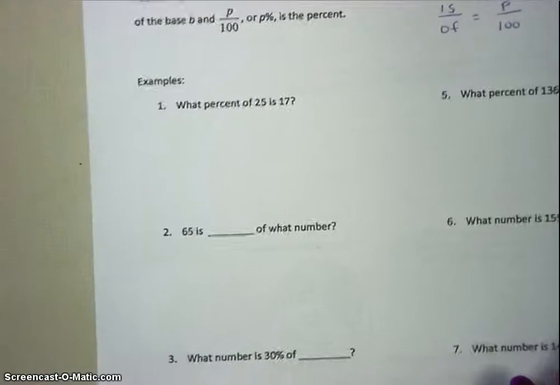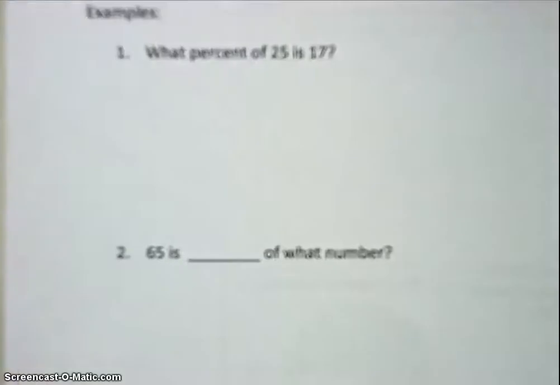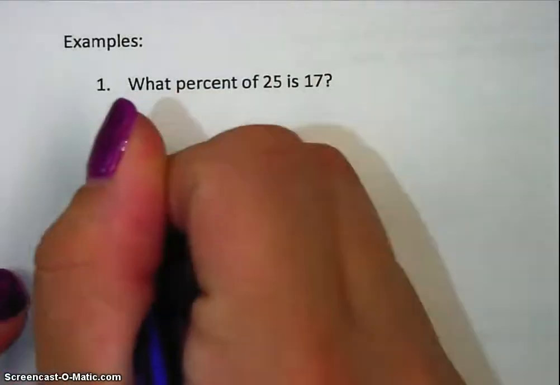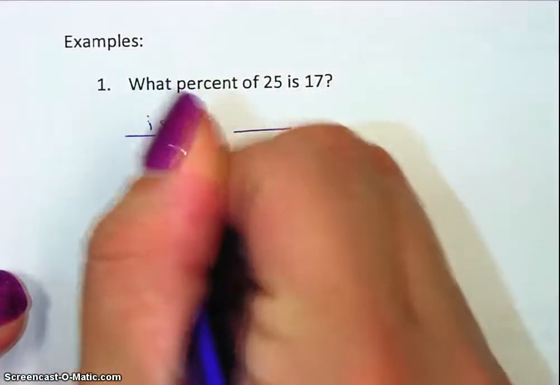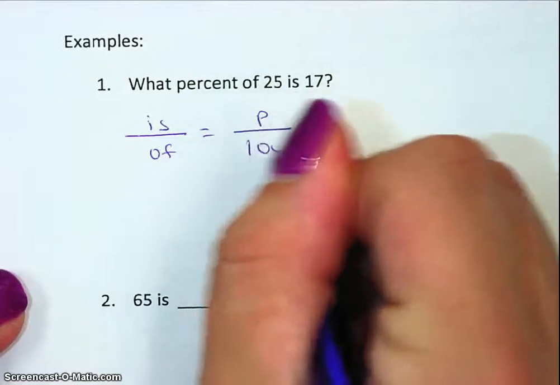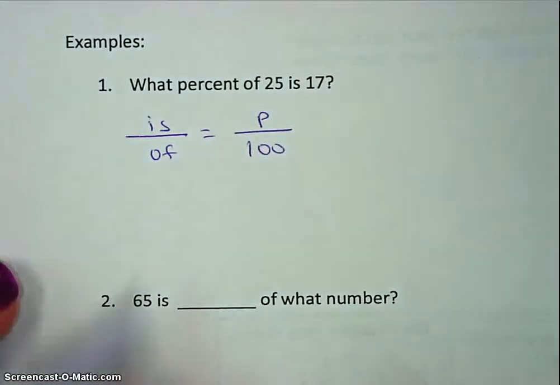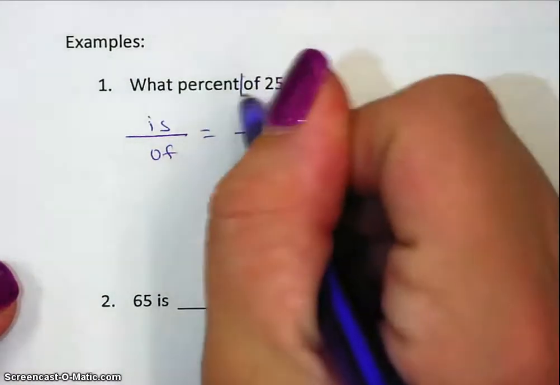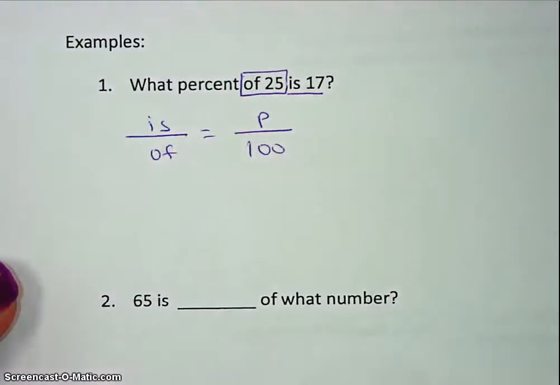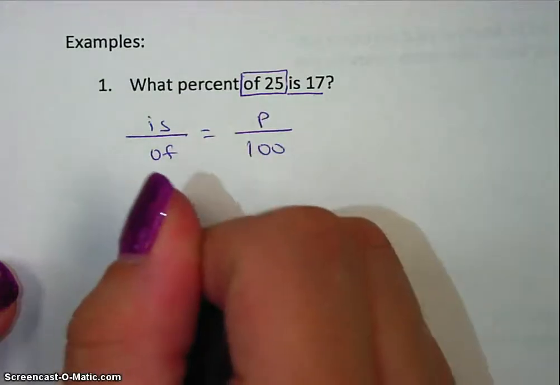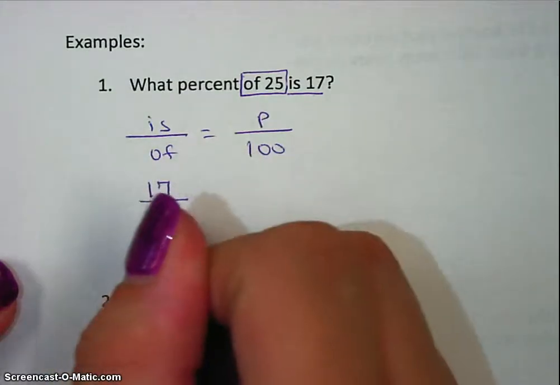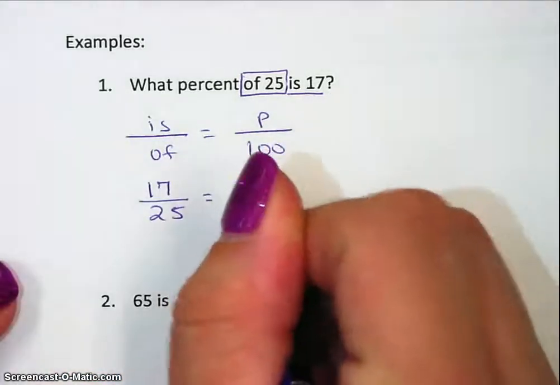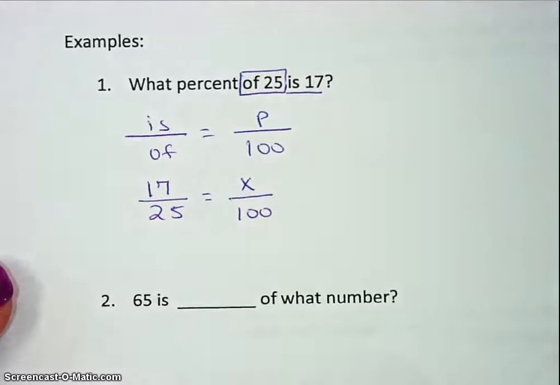So let's start with number 1 here. It says, what percent of 25 is 17? So the first thing we're going to do is set up our proportion. Is over of equals P over 100. So looking here, our is 17, our of is 25. So when we start filling this in, we're going to put 17 over 25 equals, well, I don't know my percent, so that's an X, but the 100 stays there. That 100 is always in the problem.